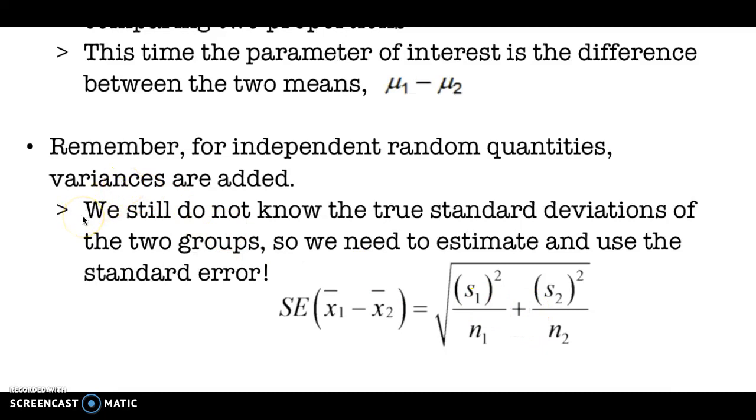So remember, we still do not know the true standard deviations of the two groups, so we will need to estimate and use the standard error. Okay, so this is why we're using the t-test, because we do not know the population standard deviation, sigma. Okay, so here is our standard error formula. The square root of your sample standard deviation squared over n1 plus the sample standard deviation squared over n2.